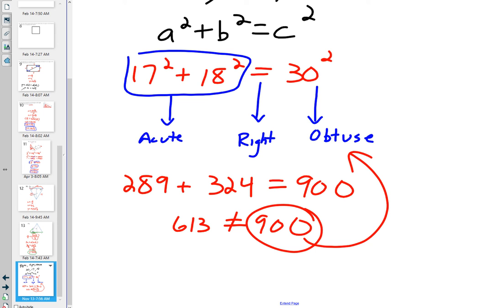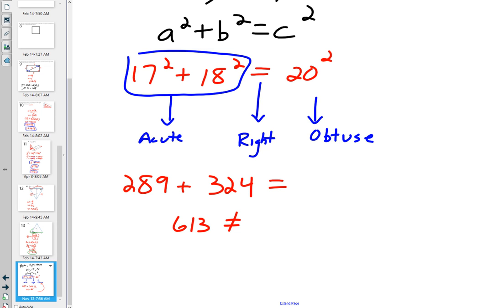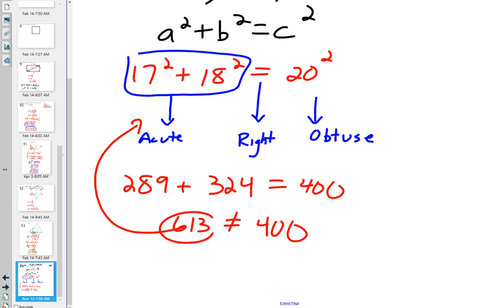Let's say Natalie didn't love the number 30, let's say she loves the number 20 instead. Well, that number would still go there because it's the biggest one. If it's going to be right, it has to be bigger than 17 and 18. You have to make sure the legs are the two smallest numbers and the hypotenuse is the biggest. Okay? So here you would have gotten 400. And 400 obviously is not equal to 613, so it can't be right. But now the bigger side is coming from the sum of the legs, so that means it would have to be acute.